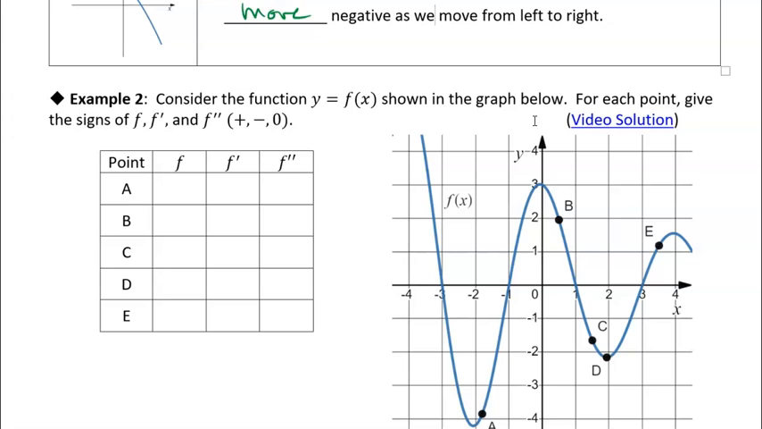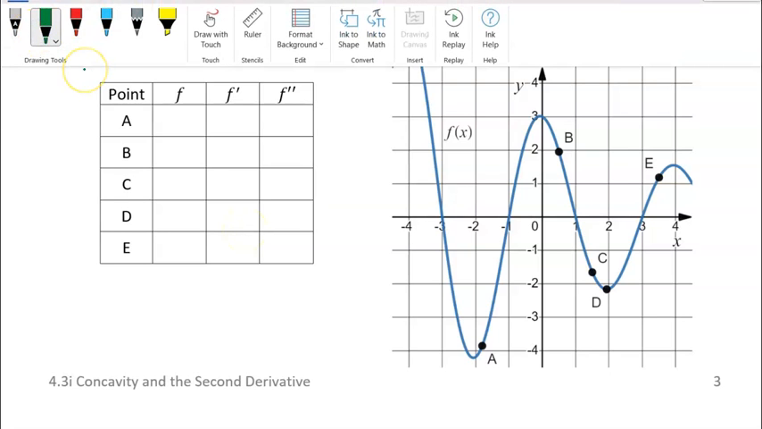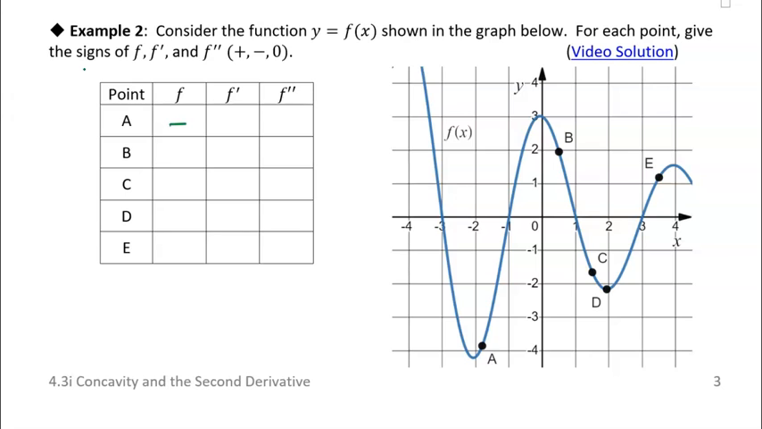So we just want to fill in this table with either positive, negative, or 0. Okay, with just these values. So we're just going to look at each point. So point A is down here. You can see that the curve appears to be concave up, right? But let's actually start with the value of the function. This is f of x. The value of f is below the x-axis, so the value of f is just the y value, and it's negative.